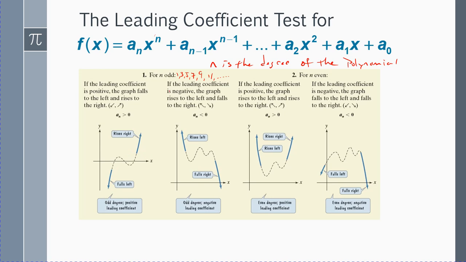Now, if the leading coefficient is negative, the graph rises to the left like this, and it falls to the right. We don't know what happens in the middle, how many times it's going to turn, and we're going to talk about that. But I know the end behavior.